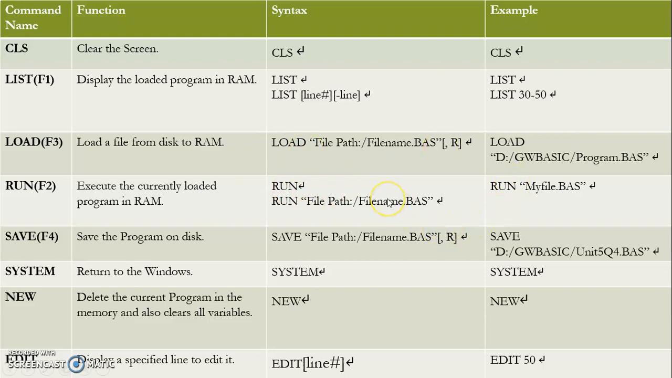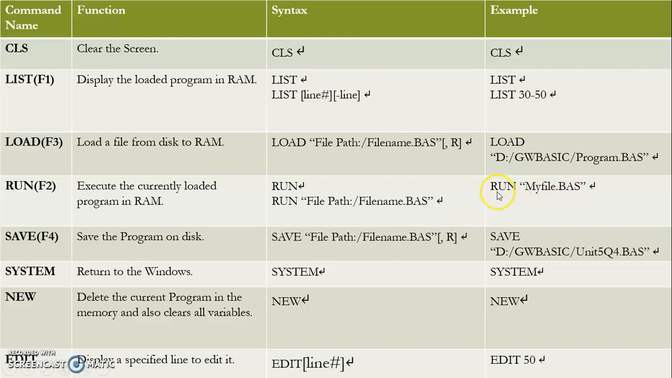Then there is another syntax that we can load a program and execute with the run command. How we will use this command? For this purpose, we will type the run command, and within double quotation we will write the file path and file name with its extension. After closing inverted commas or double quotes, we will press the enter key. So the specific file will be loaded and executed.